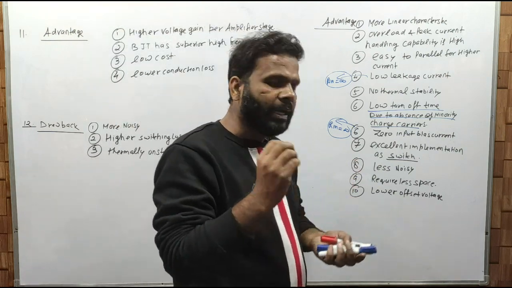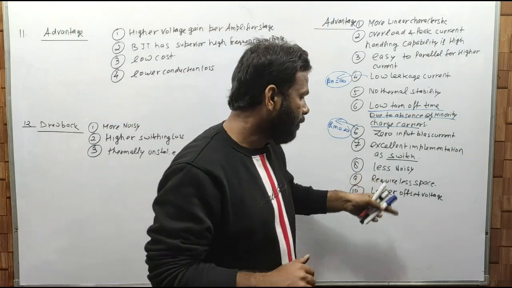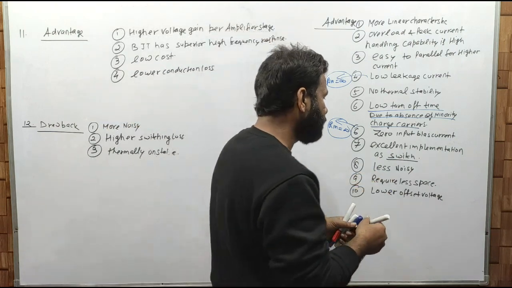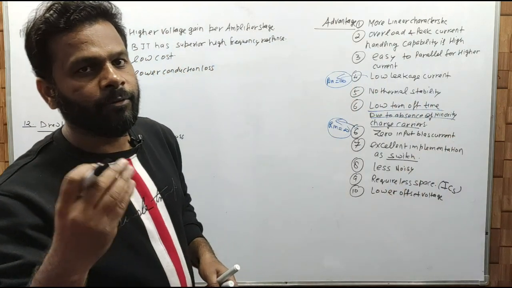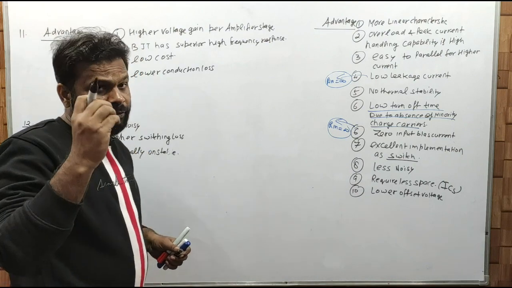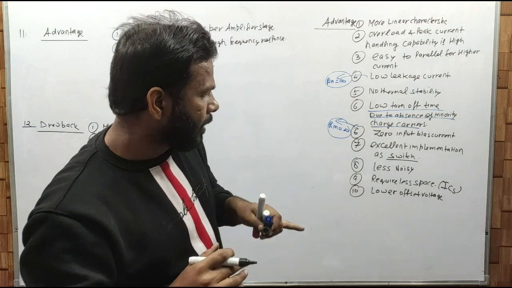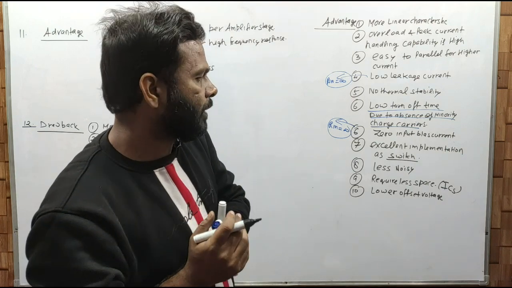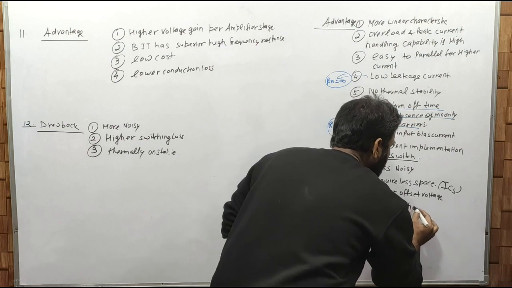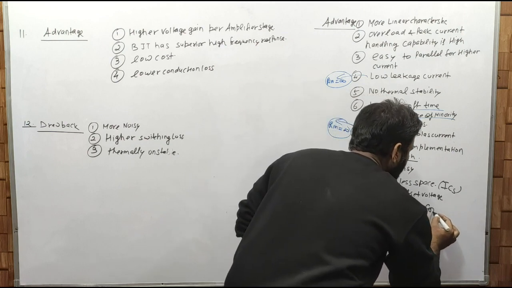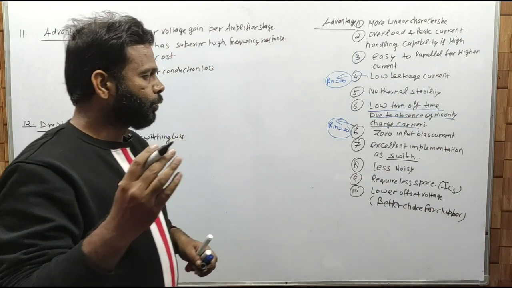Less noisy. Now it is less noisy due to one type of charge carrier. Now require less space. That's why it is used in integrated circuit technology, that is ICs, in LSI and VLSI, that is large scale integration and very large scale integration technique. Lastly, it is having lower offset voltage. That is better choice for chopper. If you study power electronics, then for making chopper we use MOSFET.